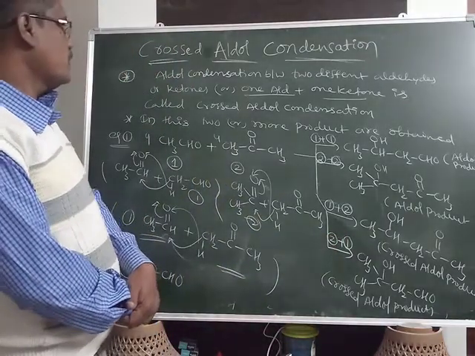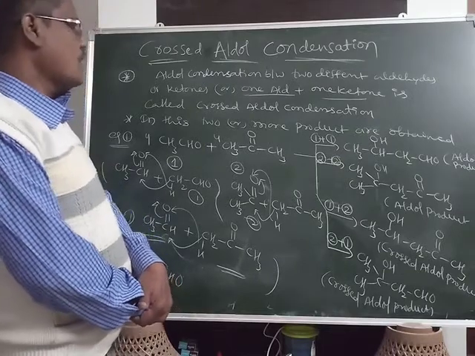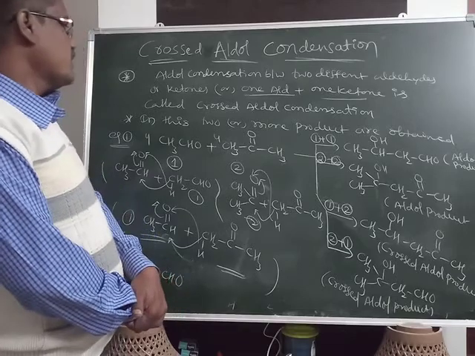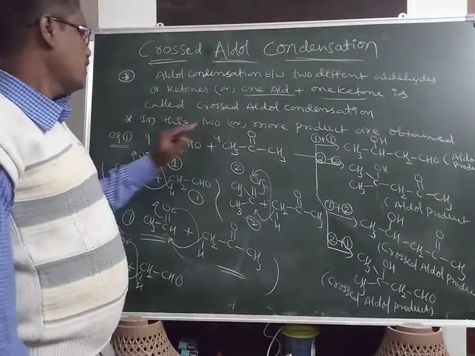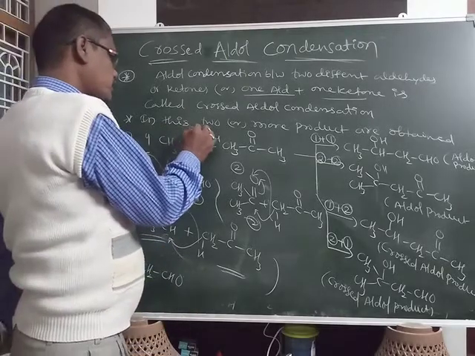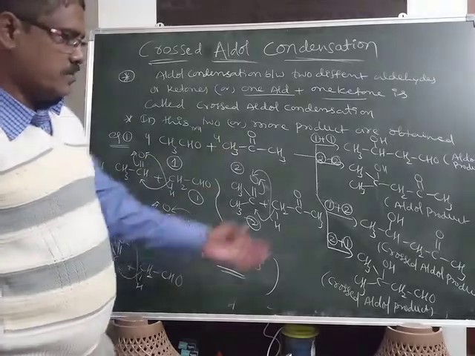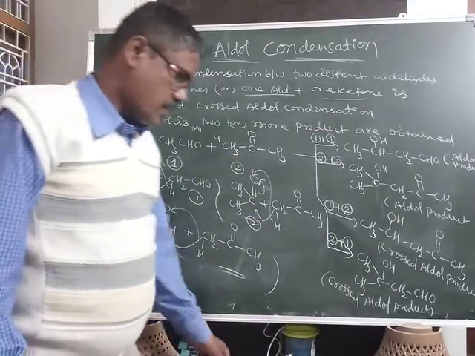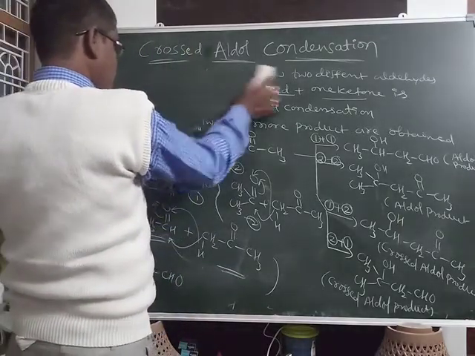Again, listen carefully. Aldol condensation between two different aldehydes or ketones, or one aldehyde molecule and one ketone molecule, is called crossed aldol condensation. In this reaction, two or more products are obtained. One more example for the crossed aldol condensation.